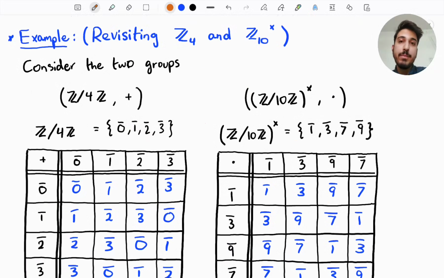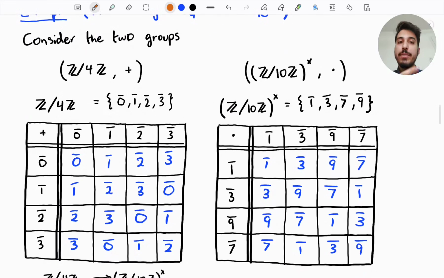So we've now just seen two examples. One was a monomorphism but not an epimorphism. The other was an epimorphism and not a monomorphism. Now we will see an example of a map that is both an epimorphism and a monomorphism, thus making the two groups isomorphic. In this example, we will revisit what we have seen before with the two multiplication tables. One was for the additive group Z4Z, the other was the multiplicative group Z10Z star. Just a reminder, Z10Z star consists of the elements that are co-prime to 10, being 1, 3, 7, and 9.